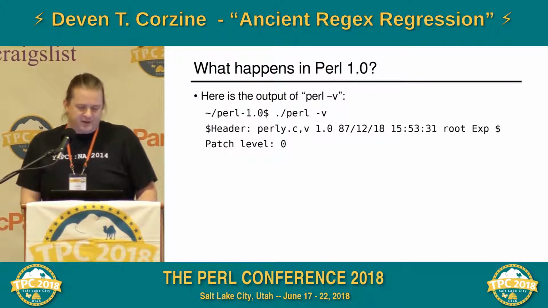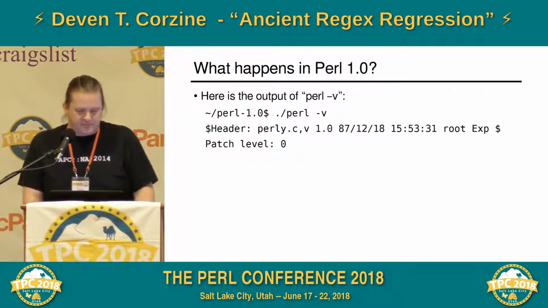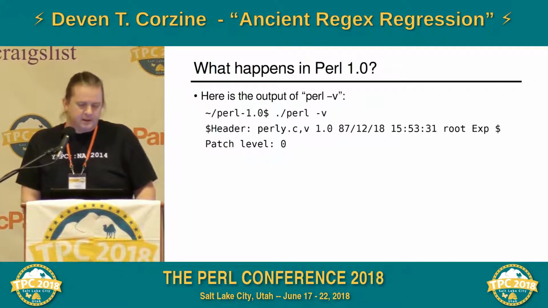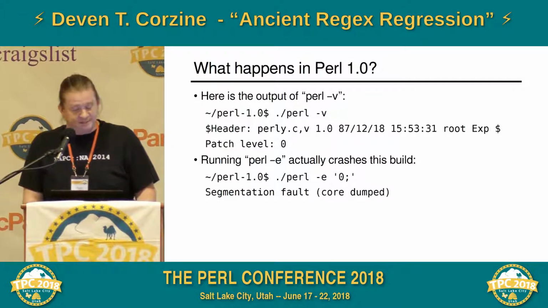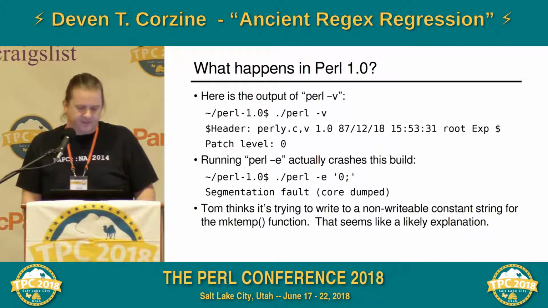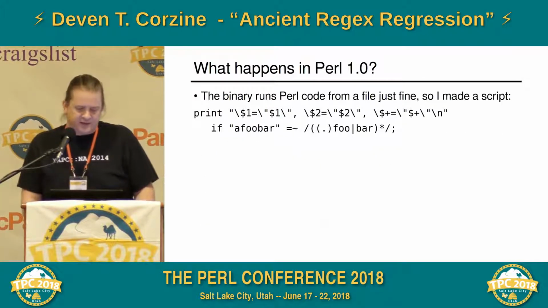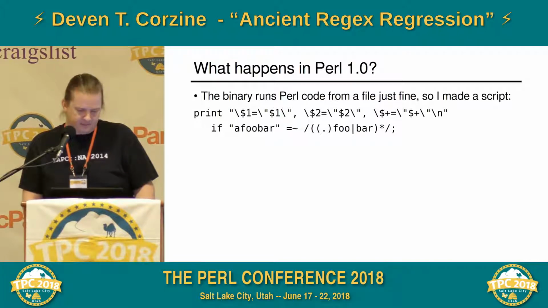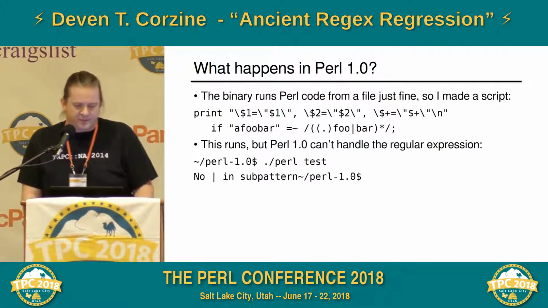And here's the output of Perl minus V for 1.0. Pretty basic. Perl minus C actually crashes. Tom thinks it's trying to write a non-writable constant string for the maketemp function. That seems likely. But it works just fine from a file, so I made a script. This runs, but Perl 1.0 can't handle the regular expression. It just gets that no bar and subpattern.